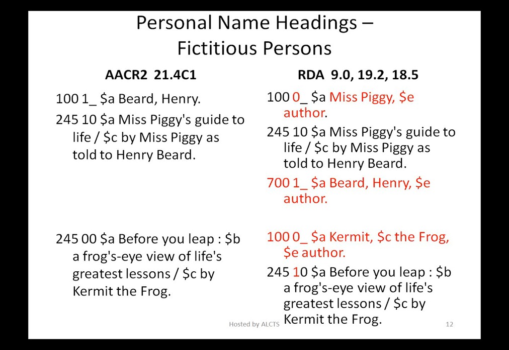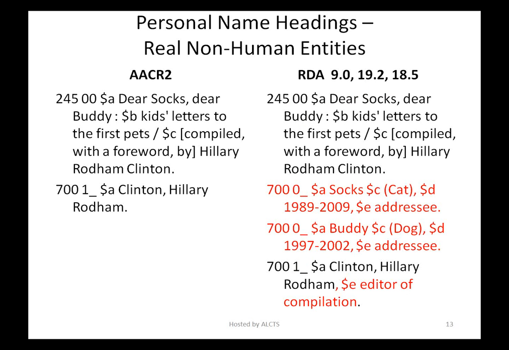In RDA, we are told that persons include fictitious entities, and so if the statement of responsibility says that Miss Piggy wrote the book, then she can have an access point. So if she's the creator in this case, she will be given a 100 field, and we'll give an access point as well for Mr. Beard, who is the actual author. In the second case on the slide, it's attributed to Kermit the Frog, and it's not known who the actual author is. So in AACR2, we would enter that under title, but in RDA, again, we would enter it under the author, Kermit.